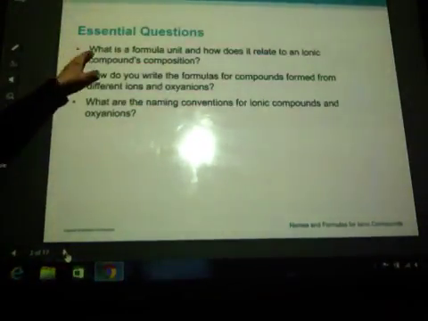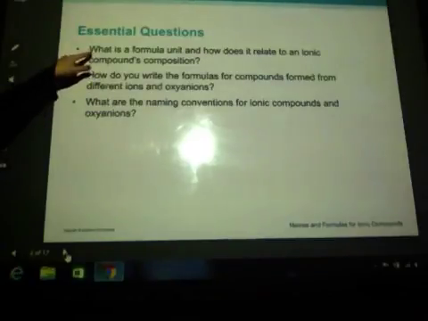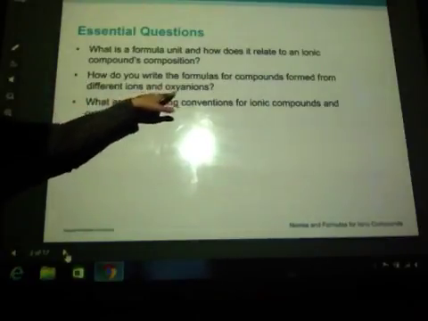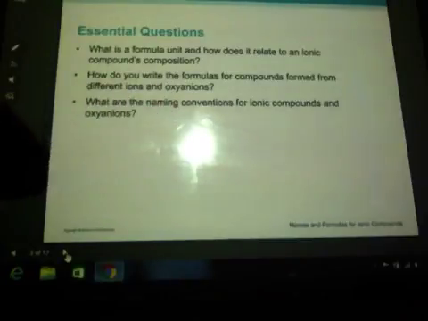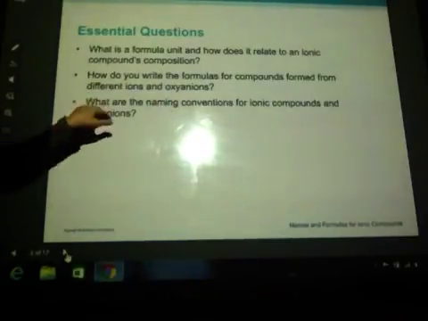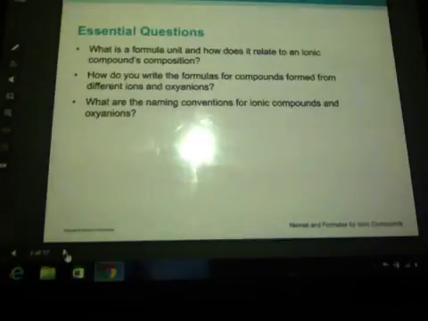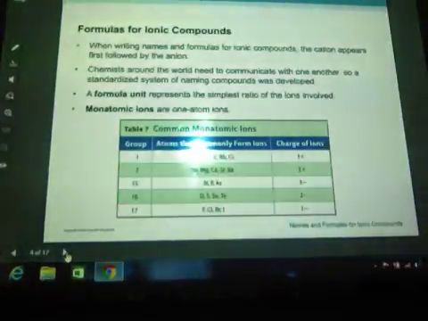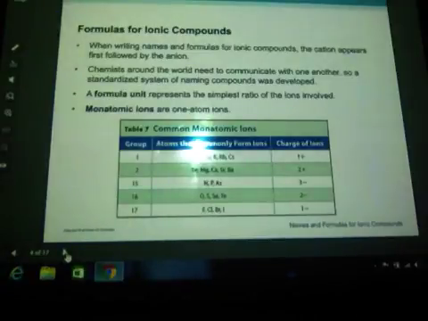So at the end of your notes, what's a formula unit? How does it relate to what's in the compound? How do you write formulas for compounds formed from different ions? And then oxyanions is a vocab word that we'll talk about. And then how do we name them? So how do we write the formula and how do we name them? Vocab, and here's your first page.